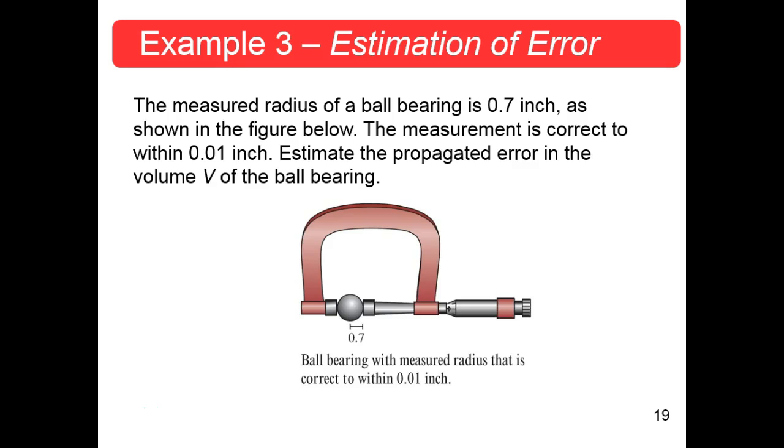You can't measure the radius. What they're measuring here is what? The diameter. It's impossible to know exactly where the center is and to measure the radius. So they should be saying the measured diameter of a ball, and then take half of that and calculate the radius. Okay, I'm being picky, but that's ridiculous. The measurement is correct within 0.01 inches. Okay, estimate the propagated error in the volume V of the ball bearing.